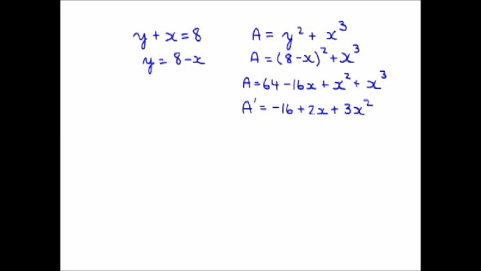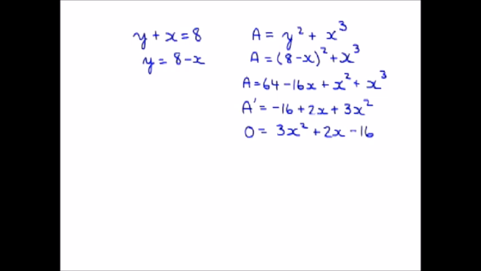Minima and maxima occur when our first derivative, A prime, is equal to 0. They also occur in some cases when our first derivative does not exist. But in this particular case, we'll just look at it equaling 0. So 0 is equal to 3x squared plus 2x minus 16. Now, I could solve this using the quadratic formula, but I noticed that it can be solved using decomposition.